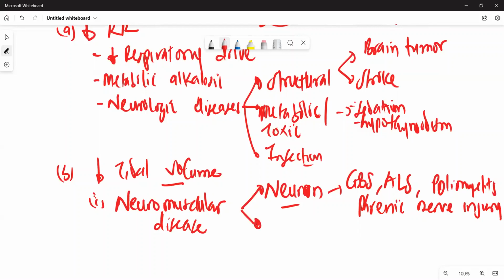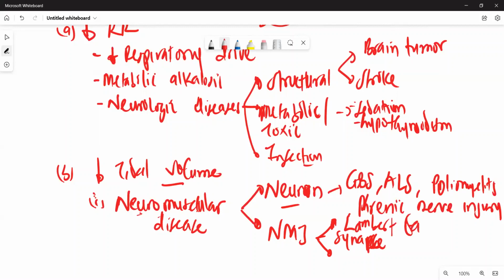So the next one is going to be the junction between the neuron and the muscle, so we call it the neuromuscular junction. At the neuromuscular junction, it could be a problem before the synapse. If it's a problem before the synapse, that's usually Lambert-Eaton myasthenic syndrome, which is antibody against the presynaptic calcium channel. As a result, that leads to decreased release of acetylcholine into the synapse, and that leads to decreased muscle contraction. So that can also affect the diaphragm.